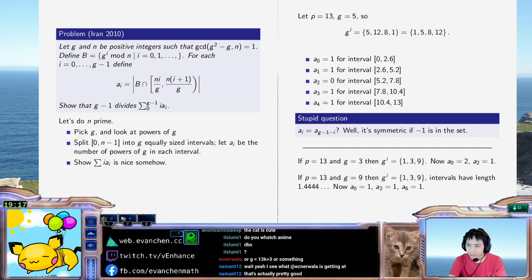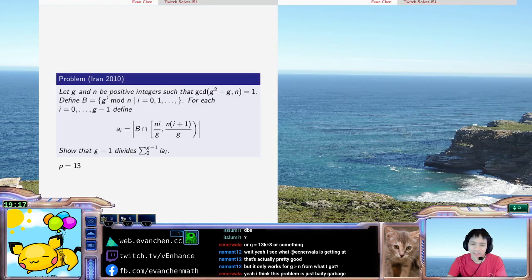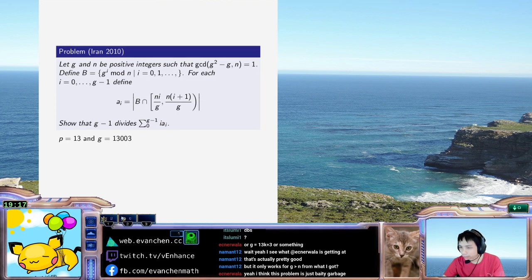Okay, we'll take Andrew's suggestion. So let me start a new slide and I'll just look at that one example. We're going to take p equals 13. I think this problem is just beating garbage. We'll do 13,003 so that it's not too large. So again, the main thing that changes is the intervals. So g to the i is still 139.